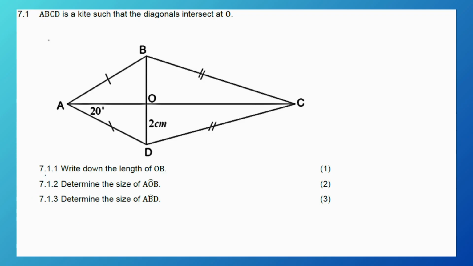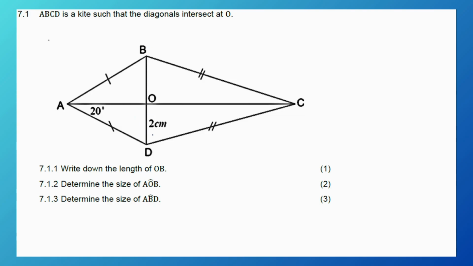Let's start with the November one because I think it was a bit more straightforward and just basic from what we know of kites and using those properties. So the first one, we were told that ABCD is a kite, such that the diagonals intersect at O. So first thing, we need to find the length of OB.